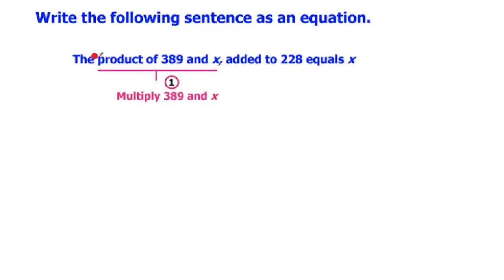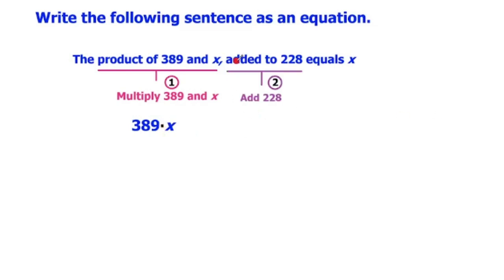So let's just break it down bit by bit. So here it says product of 389 and x. So that means multiply 389 and x. That's what the product of 389 and x means. So let's put that down. So 389 dot x. A dot just means multiply.